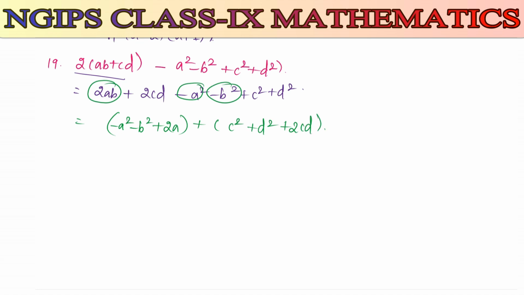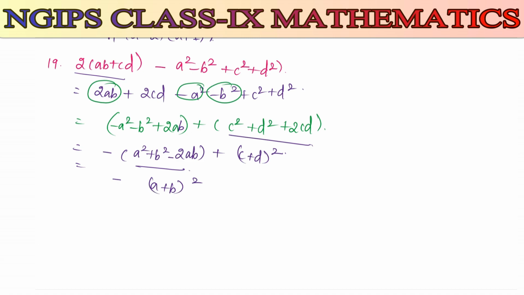Now from this I can take a minus common. When you take minus common, the leftover is a square plus b square minus 2ab. Plus, this is in the form of c plus d whole square. Now this is in the form of minus a minus b whole square plus c plus d whole square.